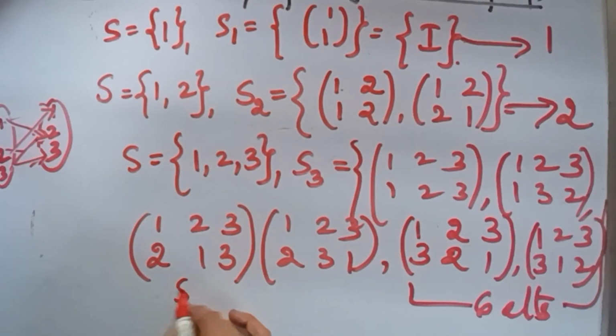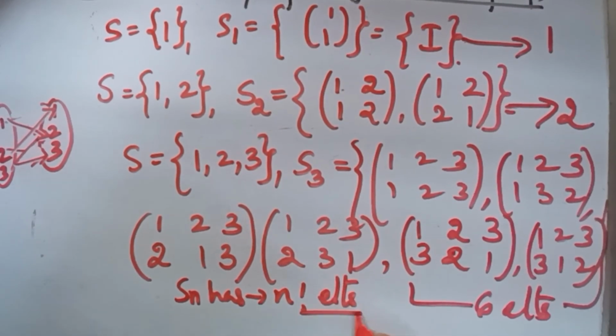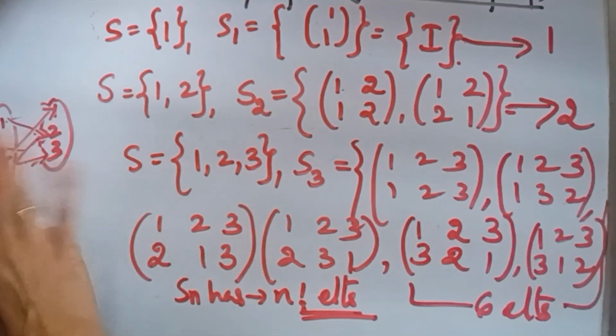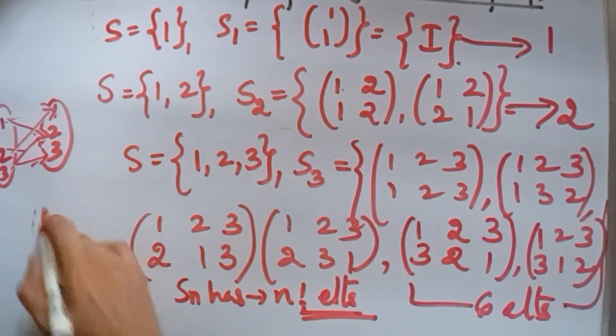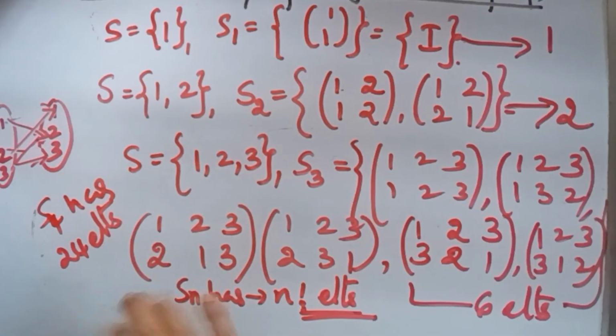Therefore, Sn has n factorial elements. That is because the number of bijective functions from S to S is always m factorial if S has m elements. Here S has n elements, so the number of all bijections from S to S is n factorial. So S4 has 24 elements. These groups are called permutation groups or symmetric groups.